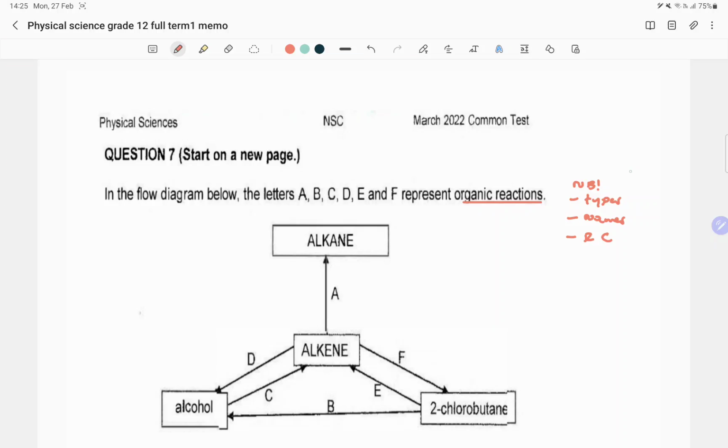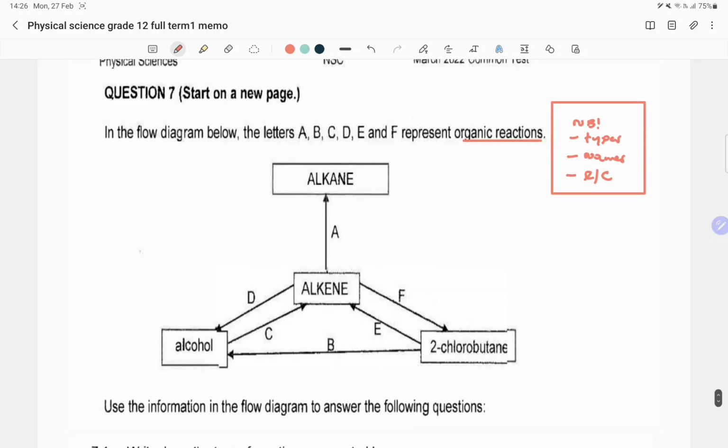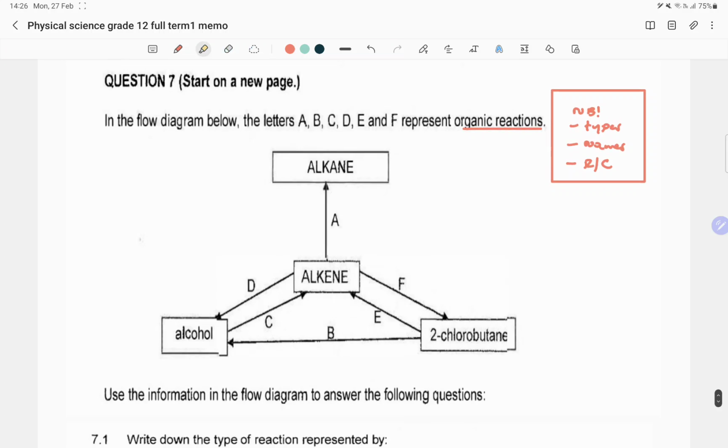I will just say RC. If you remember these, believe me, you're gonna cruise through these things. If you know the type of a reaction, you know the name of the reaction, and you know the reaction conditions, you will definitely nail it. Now let's have a look here. What is going on? It's usually safer to start with the central compound.